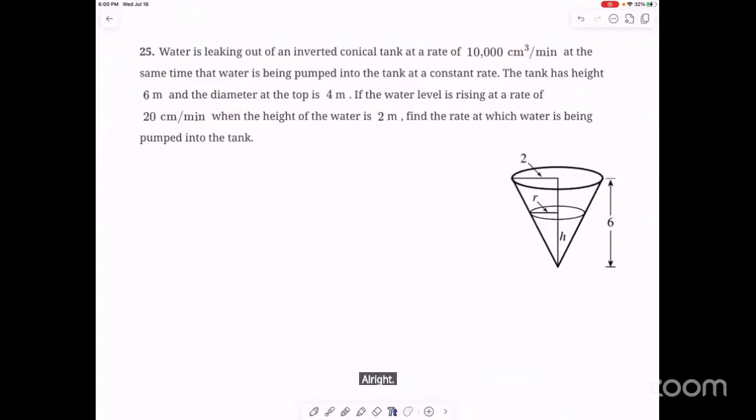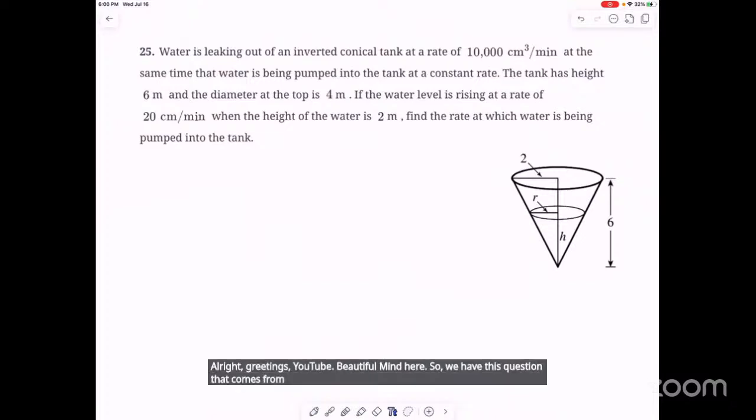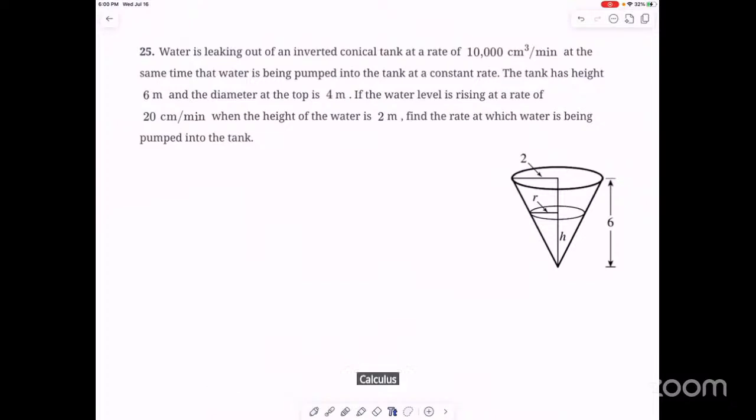All right. Greetings, YouTube. Beautiful mind here. So we have this question that comes from Calculus: Early Transcendentals, 9th edition, by, I forget the author. But this comes from section 3.9, question 25 from the back of the text.